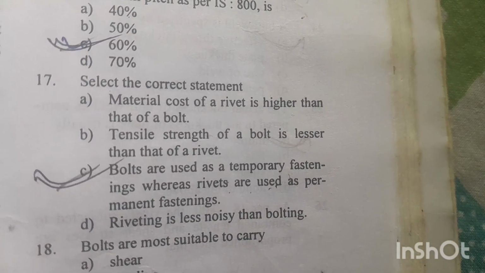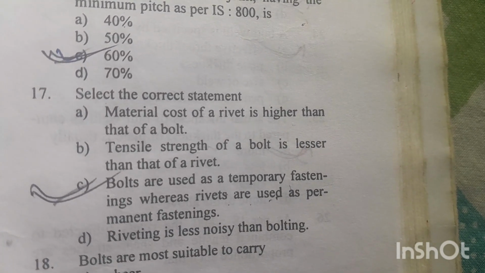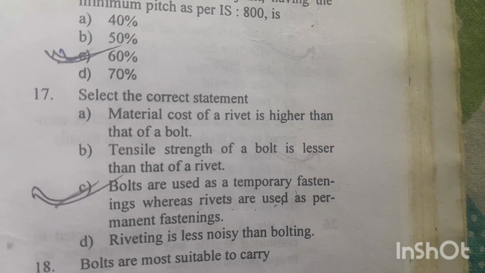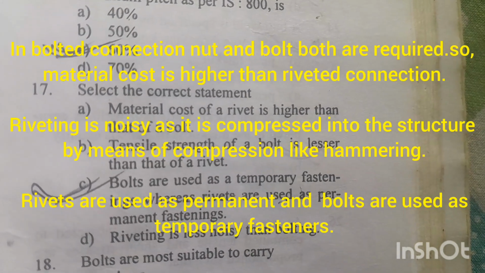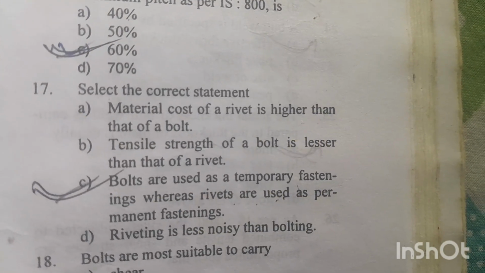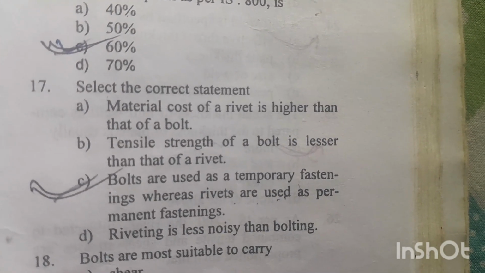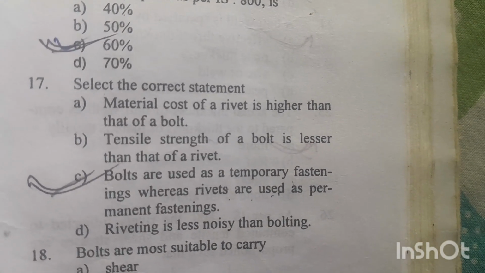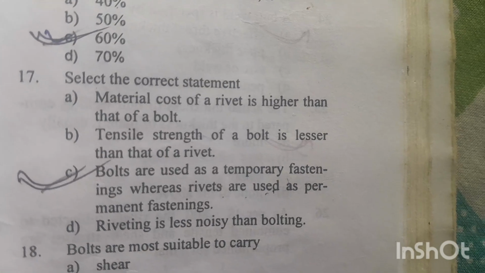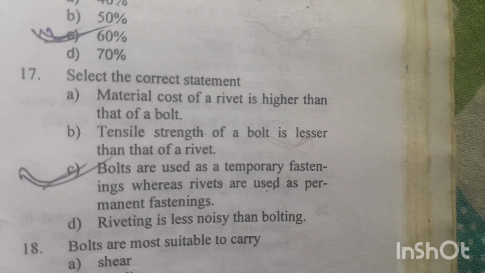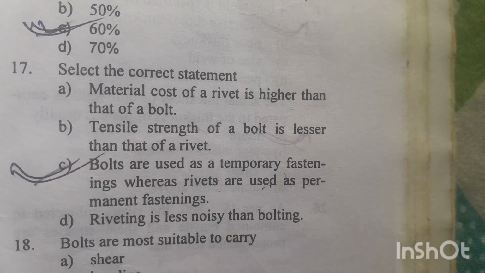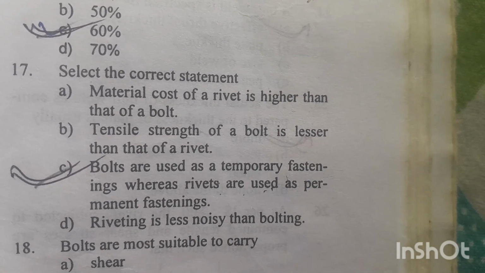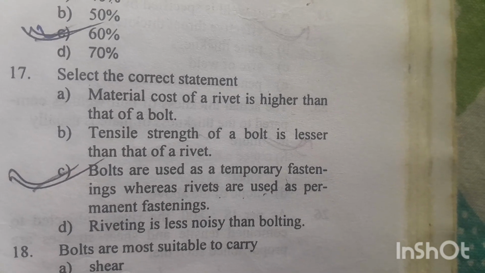Question number 17. Select the correct statement. Option A. Material cost of a rivet is higher than that of a bolt. No, because in case of bolt, nut is also required. Okay. Option B. Tensile strength of a bolt is lesser than that of a rivet. No, more than that of a rivet. Option C. Bolts are used as temporary fasteners, whereas rivets are used as permanent fasteners. Right. Option D. Riveting is less noisy than bolting. No, riveting is very noisy compared to bolting. So option C is the correct statement.